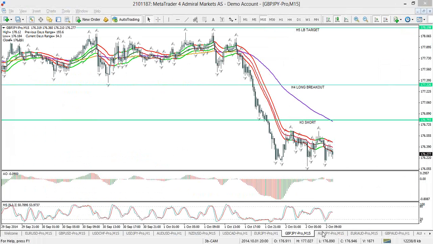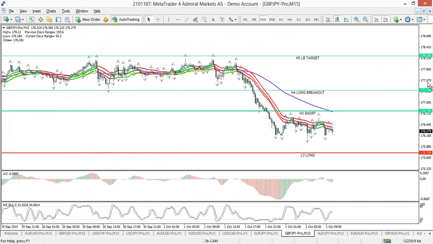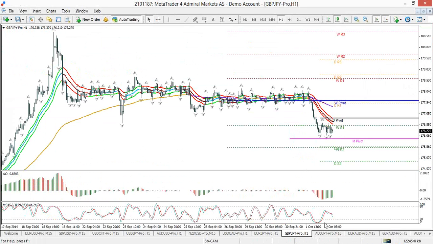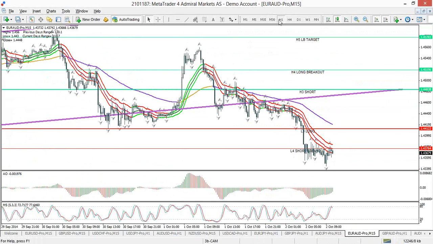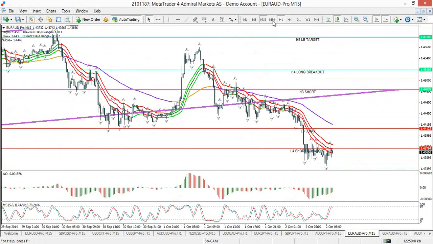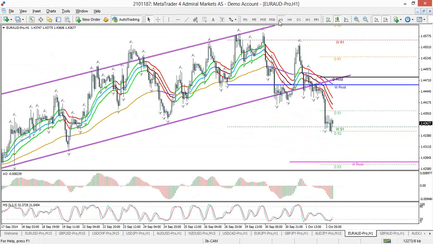Alrighty, so pound yen, same story, looks bearish too, just looking for a break to the downside. What would be a good entry? Let's take a look. We got a monthly pivot point, so here I would be more cautious. Let's see if the euro odd is a bit better. And euro odd does look better, in fact. Broke out of that channel.